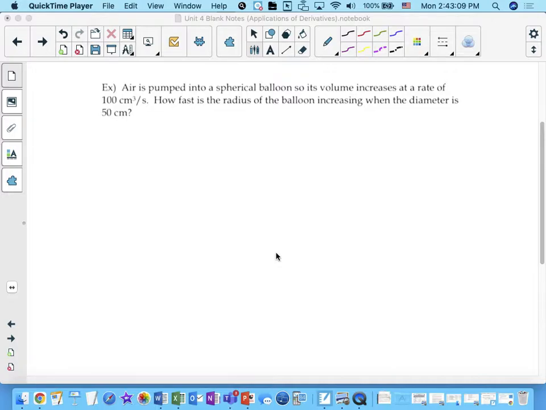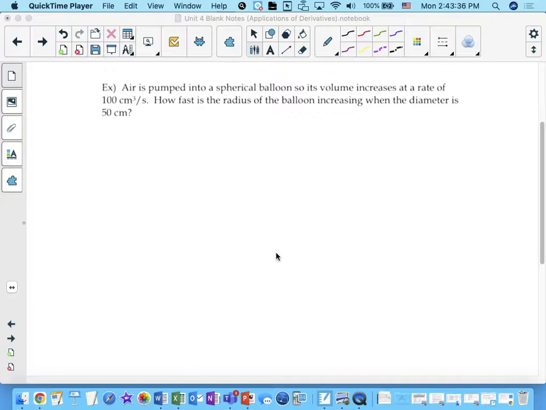All right, air is pumped into a spherical balloon so its volume increases at a rate of 100 centimeters cubed per second. How fast is the radius of the balloon increasing when the diameter is 50 centimeters? So when the diameter is specifically 50 centimeters, how fast is the radius increasing at that instant in time?